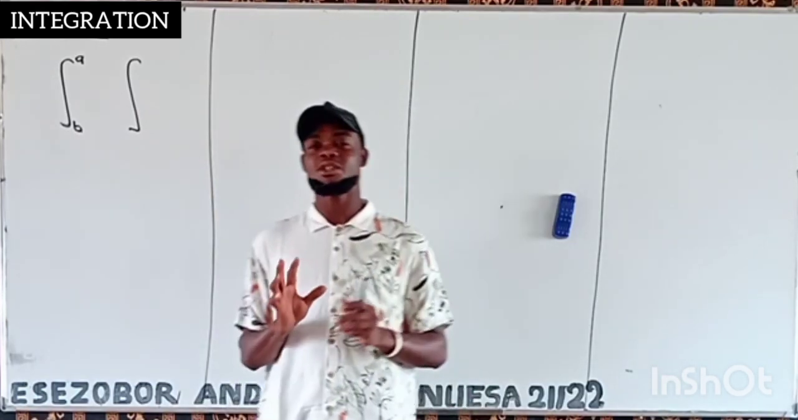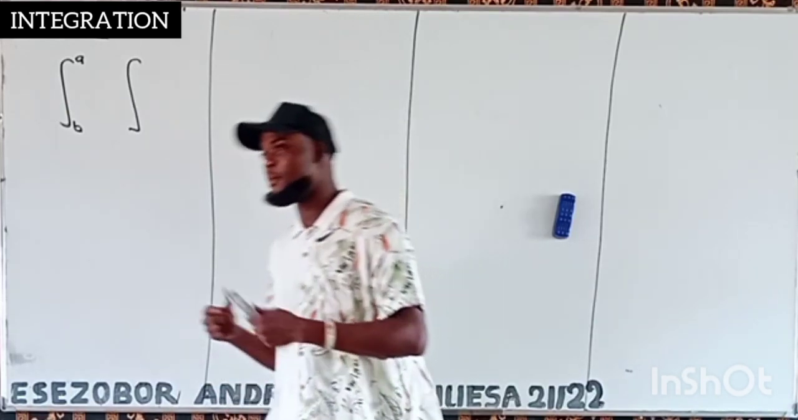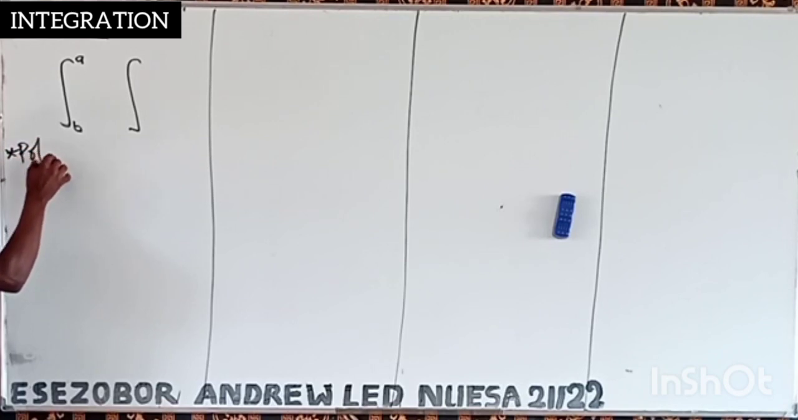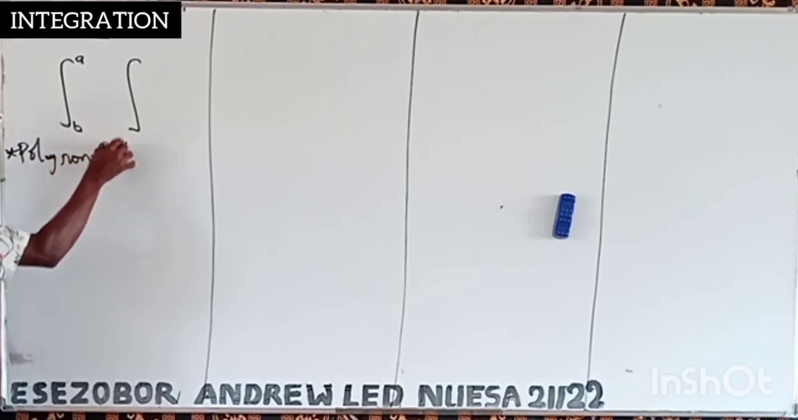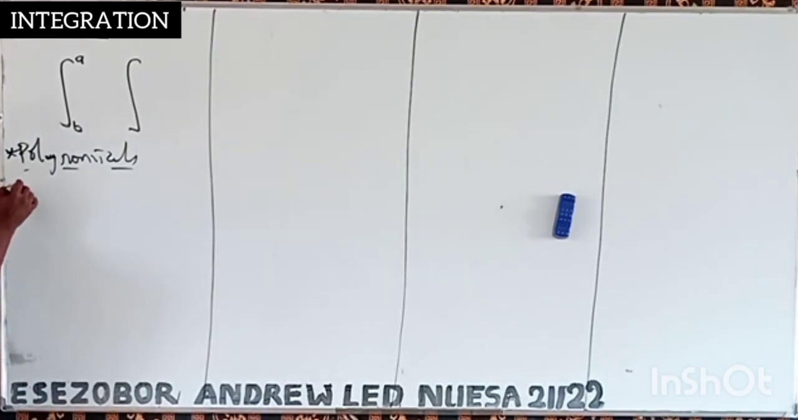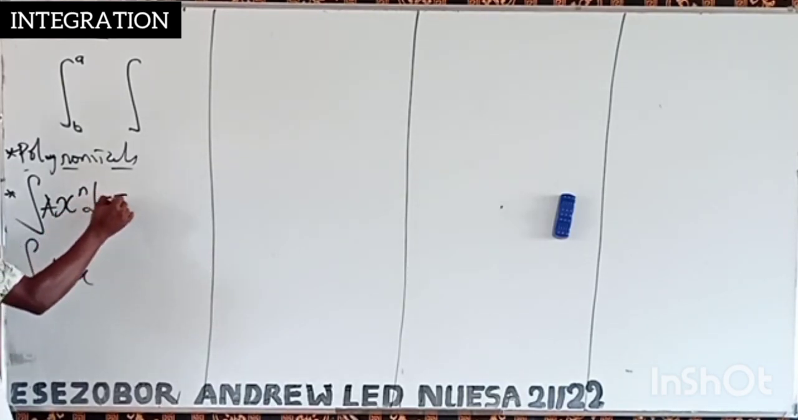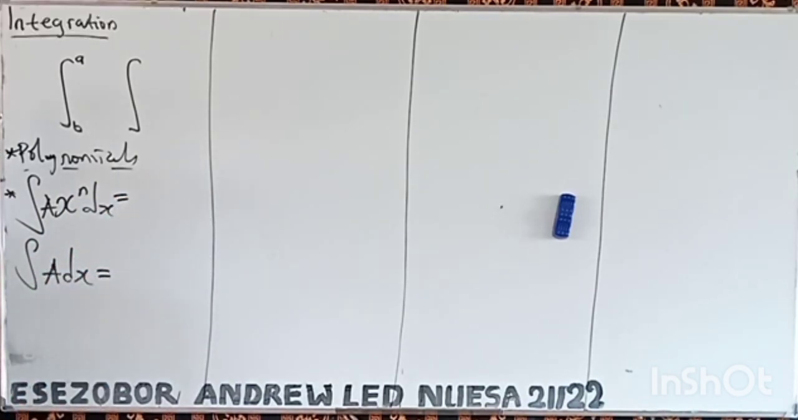Now let's look at the integration of different types of functions. Let's start from polynomial functions. How to integrate polynomial functions. For example, the general formula is that if I integrate a x to the power n with respect to x, or I integrate a with respect to x, in the sense that a and n are constants, while x is the variable, what will be the final answer to this?